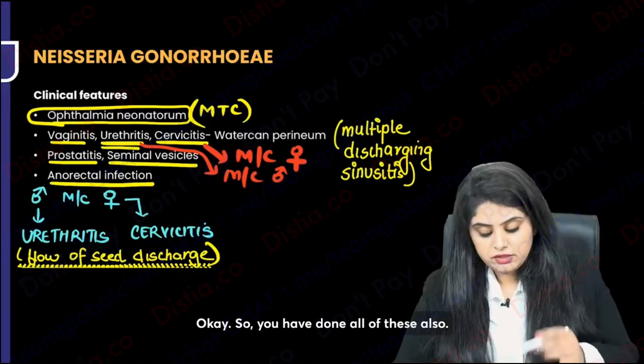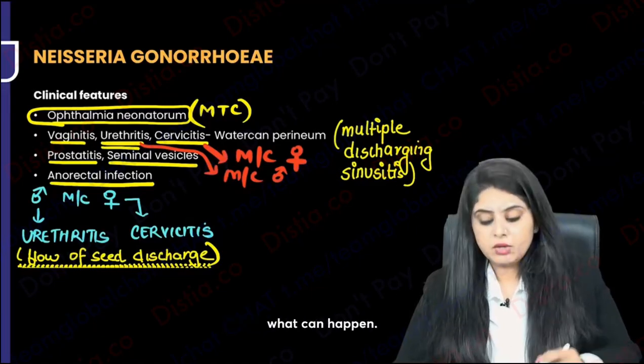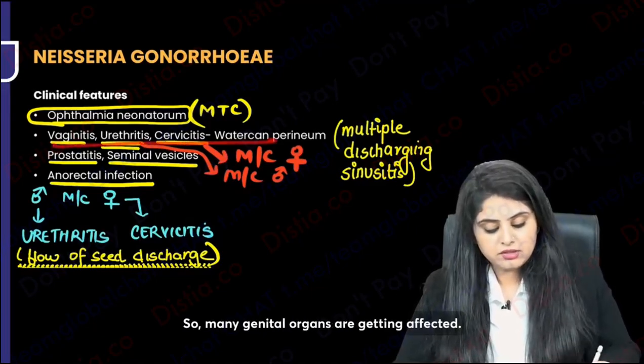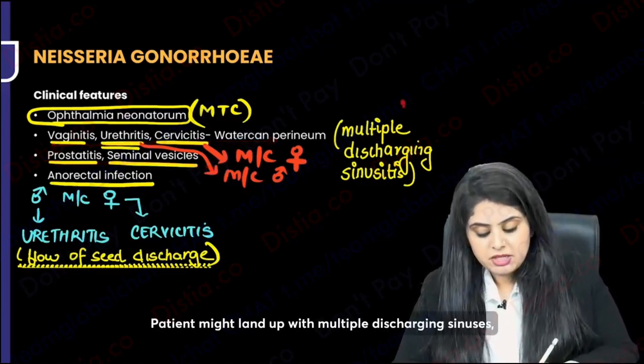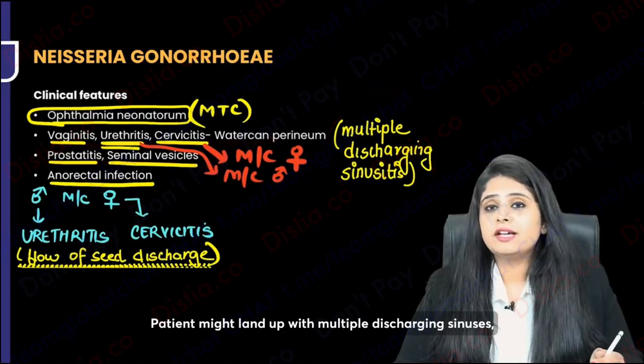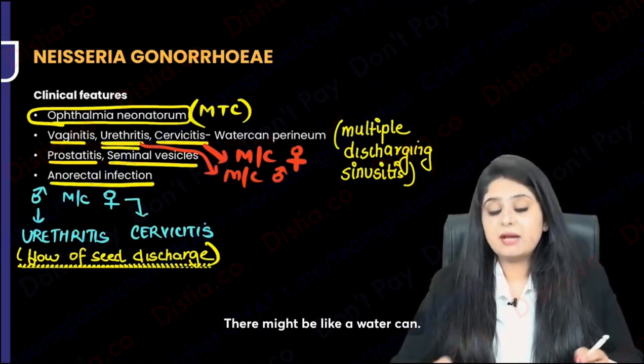Okay, so you've done all of these also. Now you need to know what further can happen. So many genital organs are getting affected. What will happen next? Patient might land up with multiple discharging sinuses. Discharging where? On the skin. There might be like a watering can.